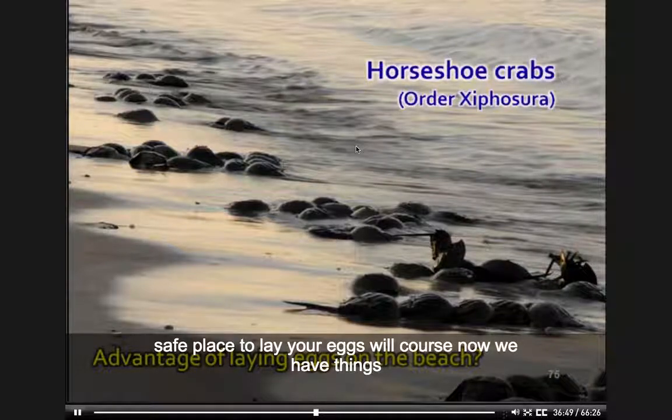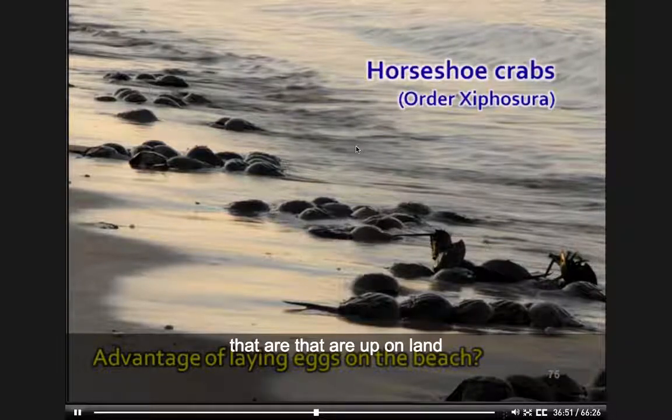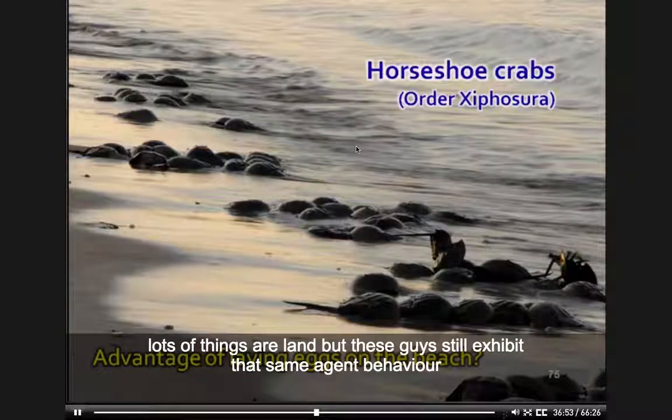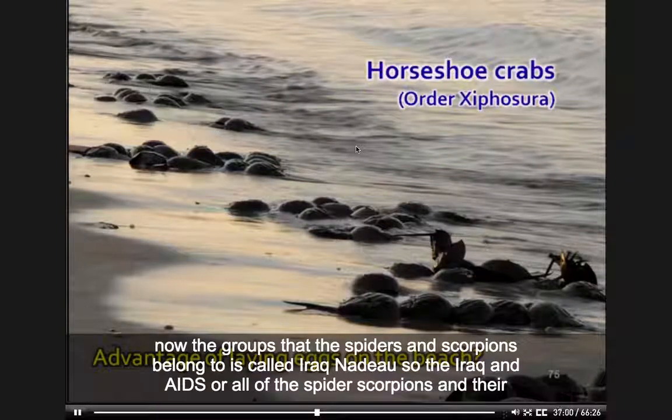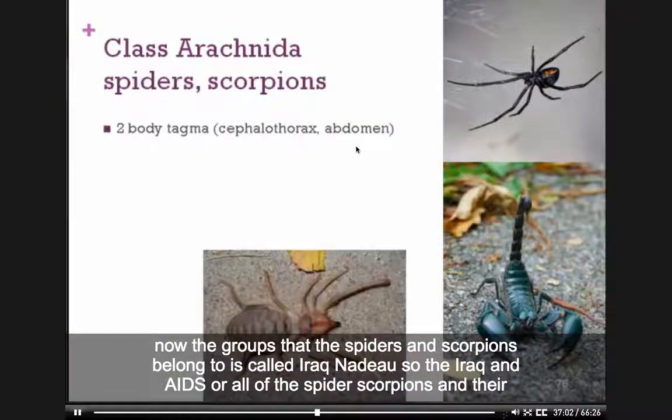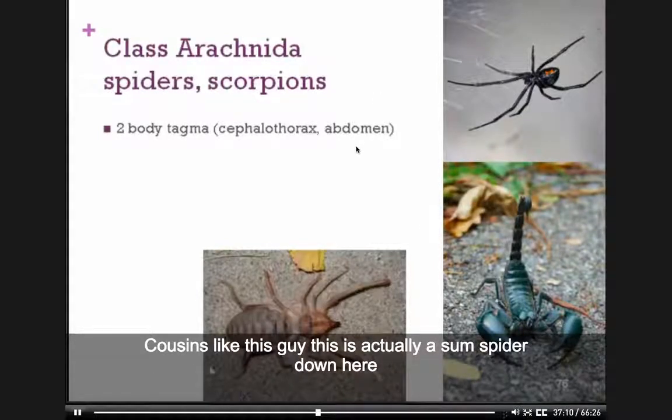Well, of course, now we have things that are up on land. Lots of things are on land. But these guys still exhibit that same ancient behavior. Now, the group that the spiders and scorpions belong to is called arachnida. So the arachnids are all of the spiders, scorpions, and their cousins, like this guy. This is actually a sun spider down here.